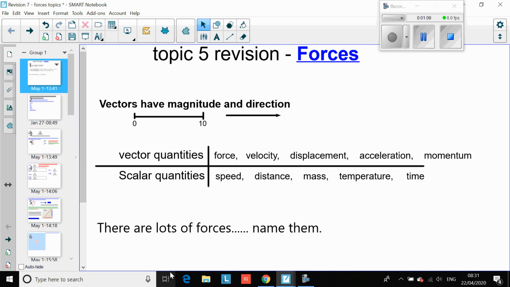Now, just one other thing that might trip you up. Speed is measured in meters per second, but so is velocity. They have the same unit, but one is vector and one is scalar. Distance is measured in meters. Displacement is also measured in meters, but again, one is vector, one is scalar. So just be aware, although they have the same unit, they can trip you up sometimes.